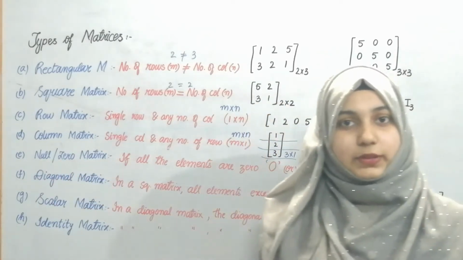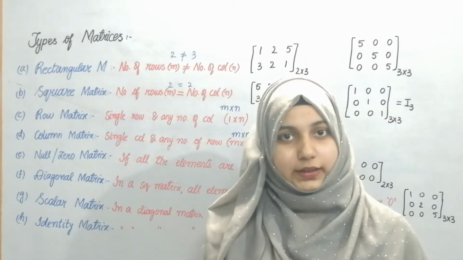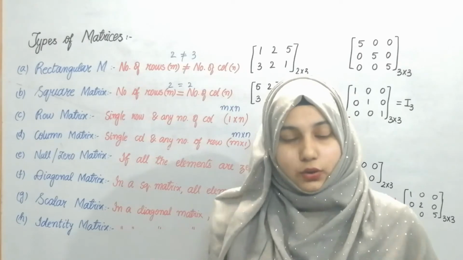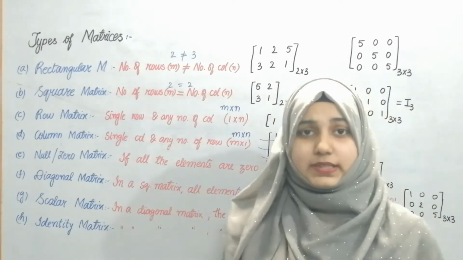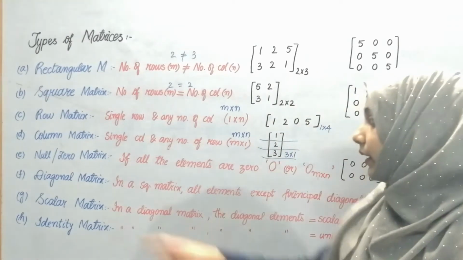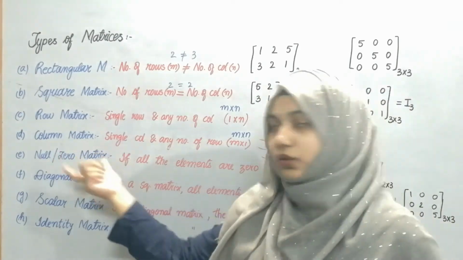Next one, null matrix or zero matrix. It means all the elements of the matrix will be 0. The matrix can be of any order, m by n, 2 by 3, 4 by 5, any order, but the elements present in that matrix will be 0. All the elements will be 0. If all the elements are 0, then it is called a null or zero matrix.